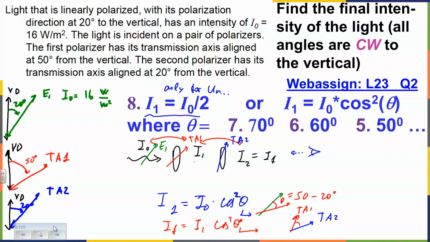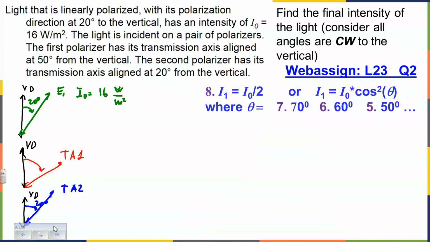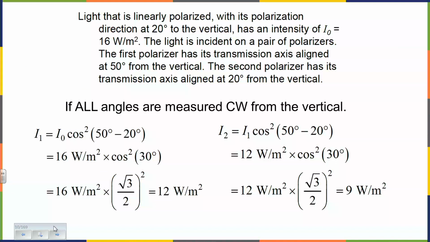So this angle is supposed to be equal to now, actually, wrong direction. So that's transmission axis number 1. It's 50, 20, again 30. Again 30 degrees, right? So between 20 and 50, and then between 50 and 20. Well, it's a coincidence. So we have to use 30 degrees twice.